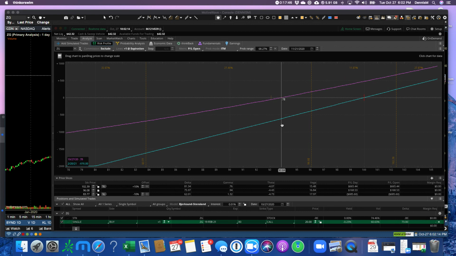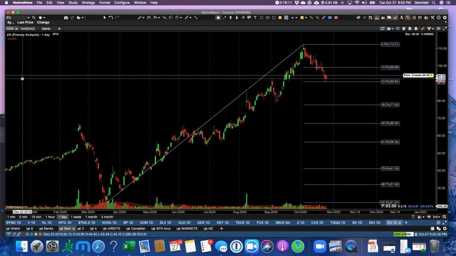This is your profitability curve for that option. If it goes up to $95 tomorrow, this option will make $86 for you. A cheaper option further out, making almost the same amount of money as if you bought a more expensive option further out.